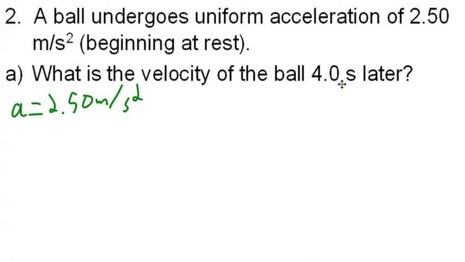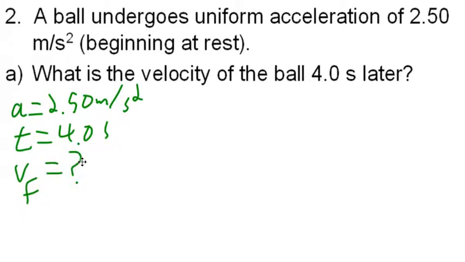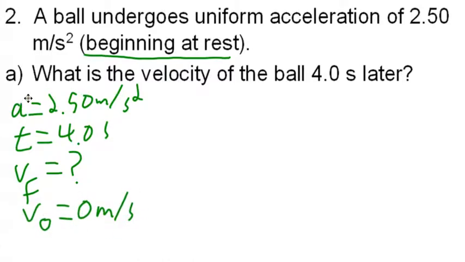We are told that we have a time of 4.0 seconds. Now, if we look at these two variables alone, we don't have enough to find our velocity. In this particular case, we know we are looking for our final velocity, and we need one more variable to help us figure this out. The variable that's given to us is that it is beginning at rest, which tells us that our initial velocity is 0 meters per second. And so now we have our acceleration, our time, we have our V naught, and we're looking for our Vf.